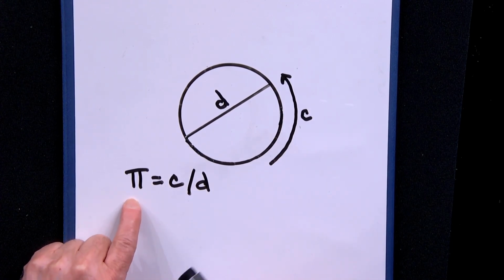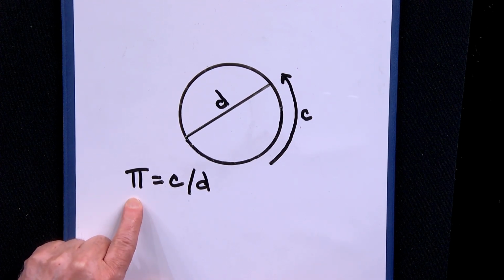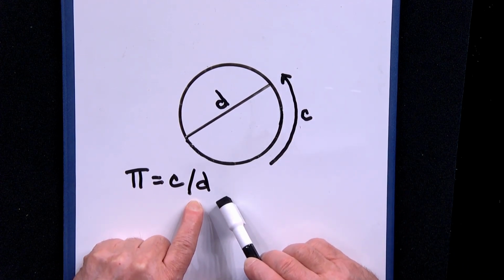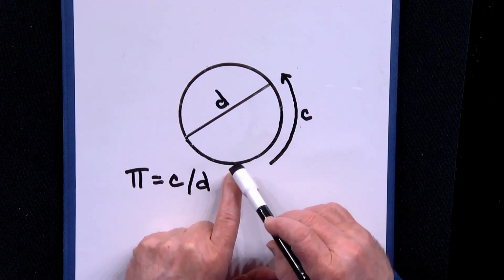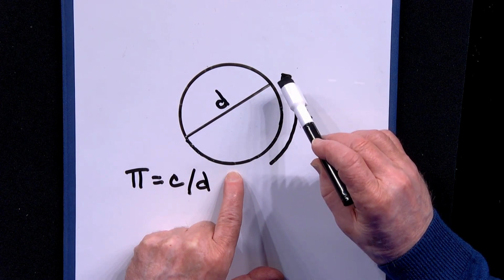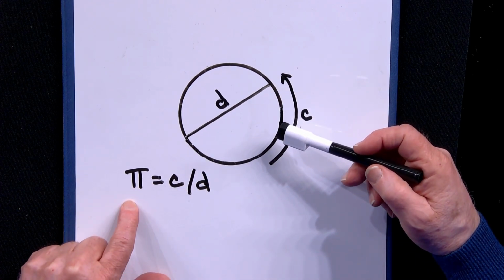Pi, which is this cute little symbol, some people call it double T, but it's pi. It's equal to the circumference divided by the diameter. So if you measure the distance around the circle and divide it by the diameter, that simple ratio is pi by definition. And no matter how big your circle is, pi is always the same. It's a property of a circle.